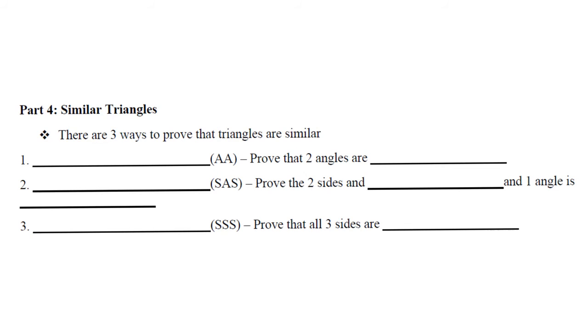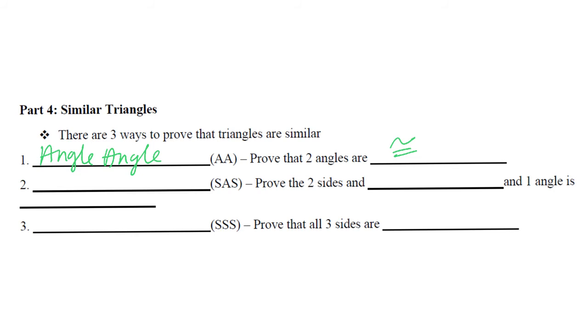Now we're going to talk about ways to prove that triangles are similar. The first one is AA, or angle, angle. Remember, this is similar, not congruent. So similar means that they're going to be in proportion. So prove that two angles are congruent. So if you have two sets of angles that are congruent, then the triangles are similar.